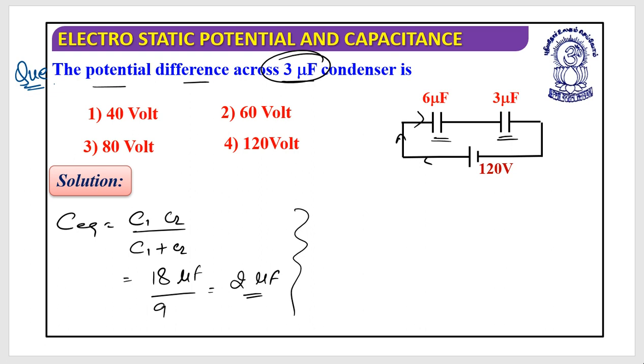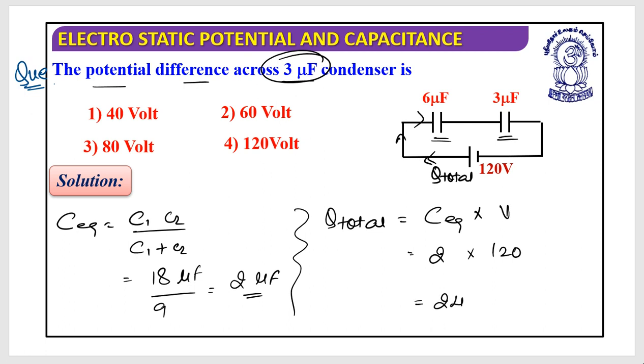Now let's calculate the charge. Let's calculate the total charge that is flowing through the circuit. This Q total is equal to C equivalent multiplied by V. So this C equivalent is 2 microfarad multiplied by the battery of 120 volt. So this will give me 240 microcoulomb. This is the total charge that is flowing through this circuit. It is 240 microcoulomb.